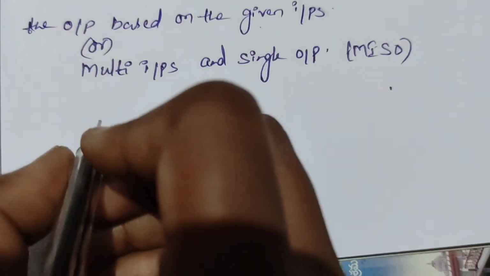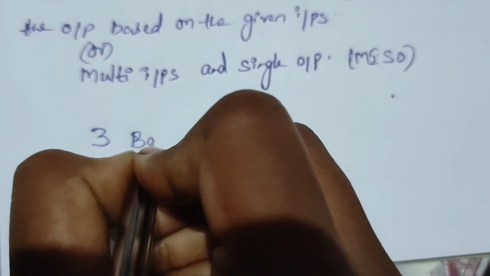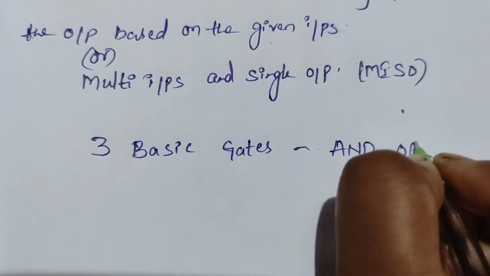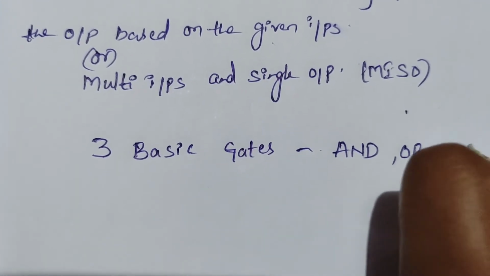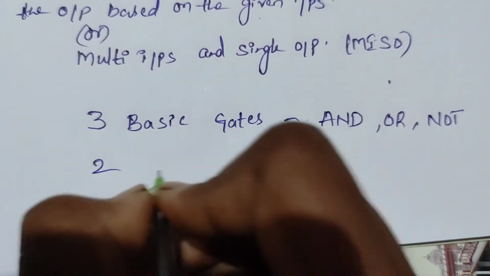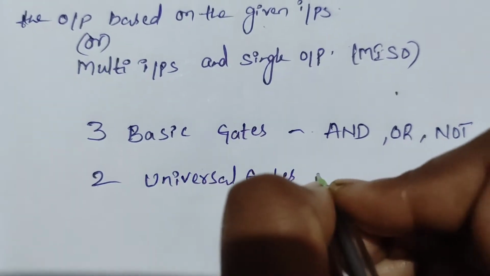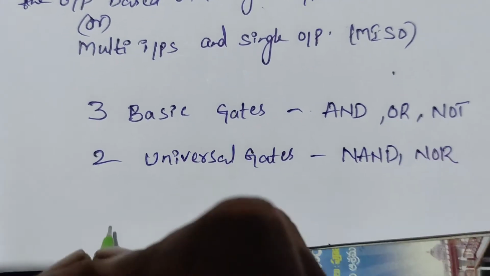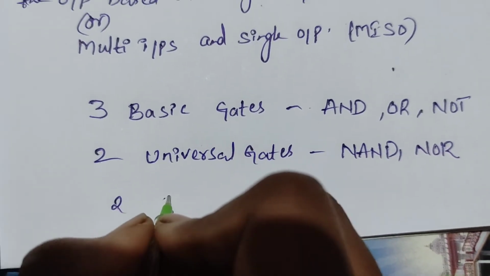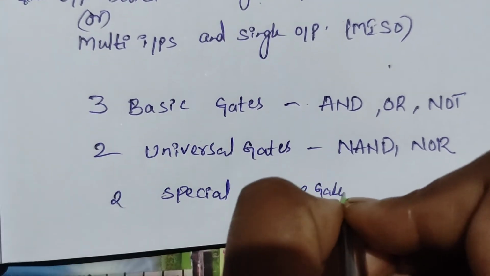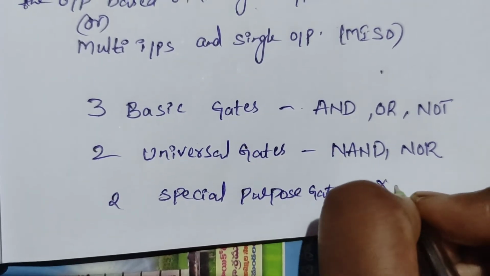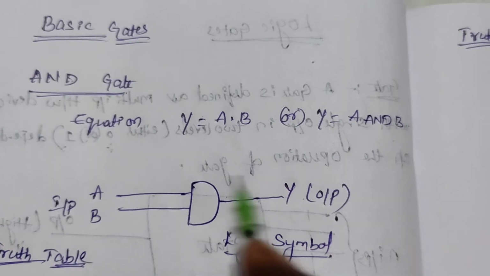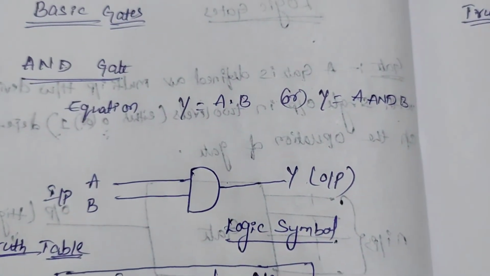Totally we have three basic gates. They are AND, OR, NOT, and two universal gates, NAND, NOR, and two special purpose gates. They are XOR, XNOR.